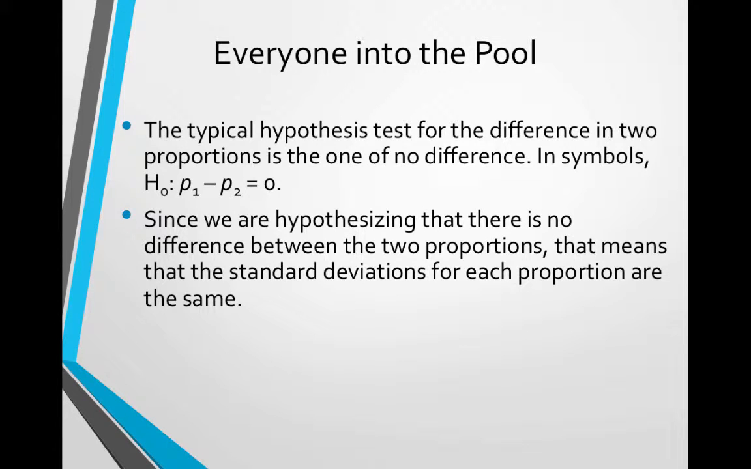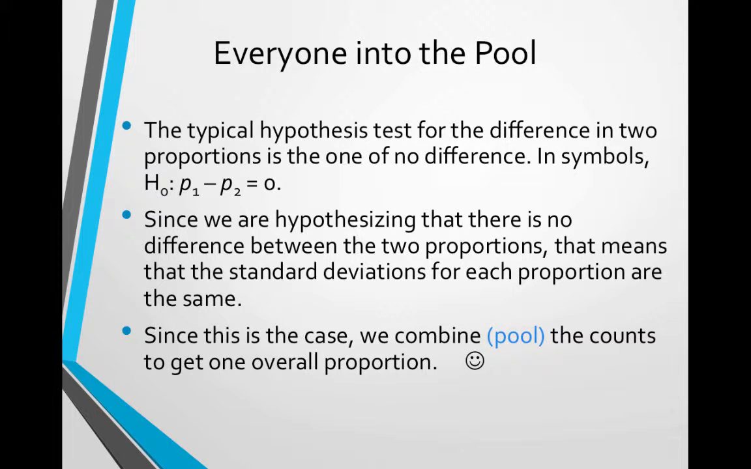Since we are hypothesizing that there is no difference between two proportions, that means that the standard deviations for each proportion would end up being the same. Since this is the case, we combine them, or we're going to pool them together. So that's where the pool is coming from. Again, not a pool party. By pooling them, we combine the counts to get one overall proportion.